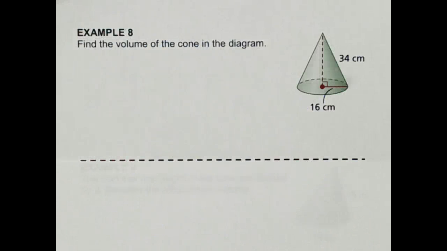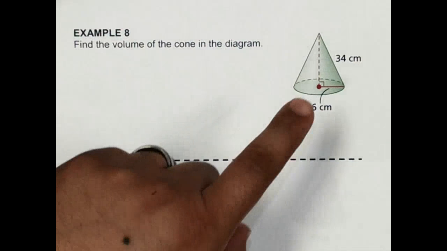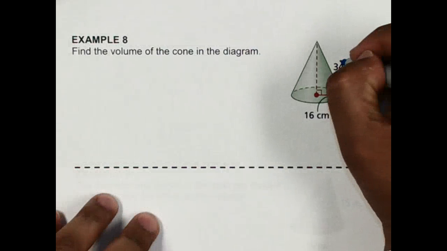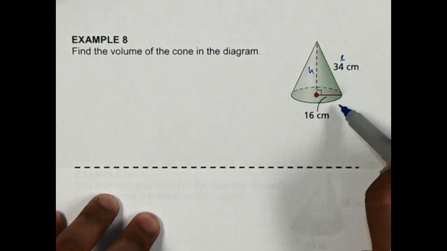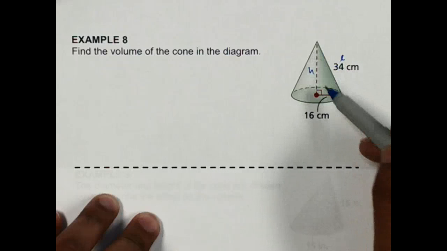All right, example 8 is another one that I'm going to leave for you to solve. Find the volume of the cone. It gives you the radius and the slant height. You will need to find the actual height. To get you started, remember that you will need to use the Pythagorean theorem to find out what the height is.